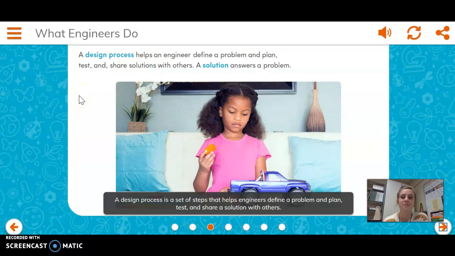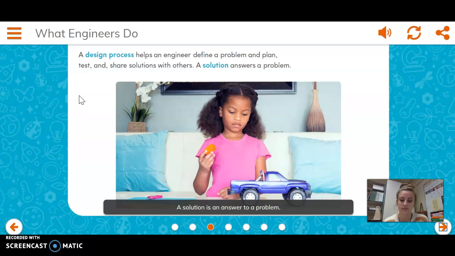A design process is a set of steps that helps engineers define a problem and plan, test, and share a solution with others. A solution is an answer to a problem.